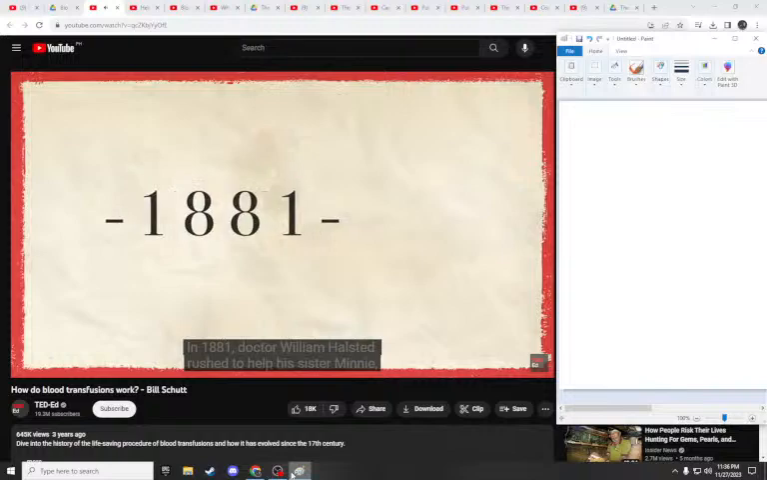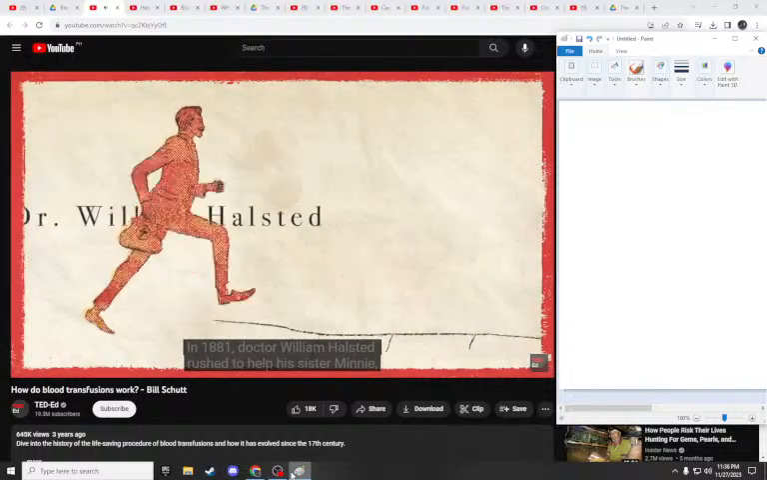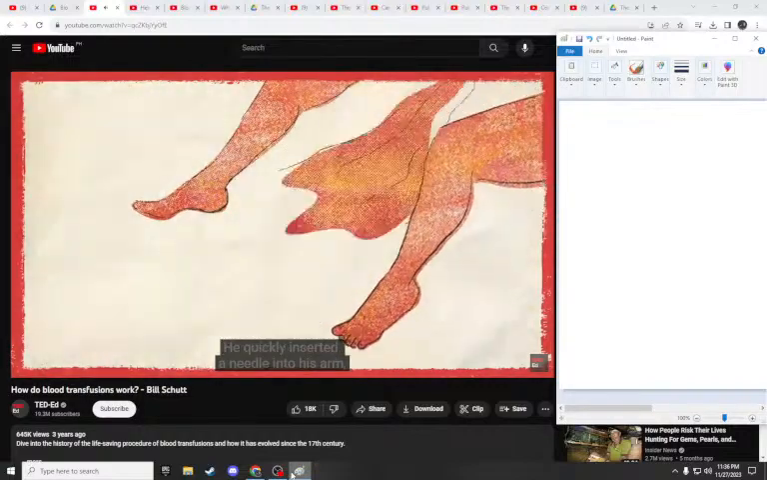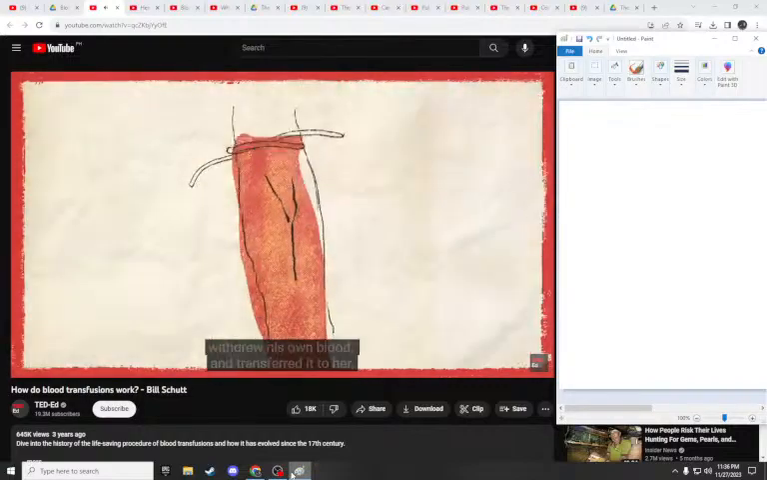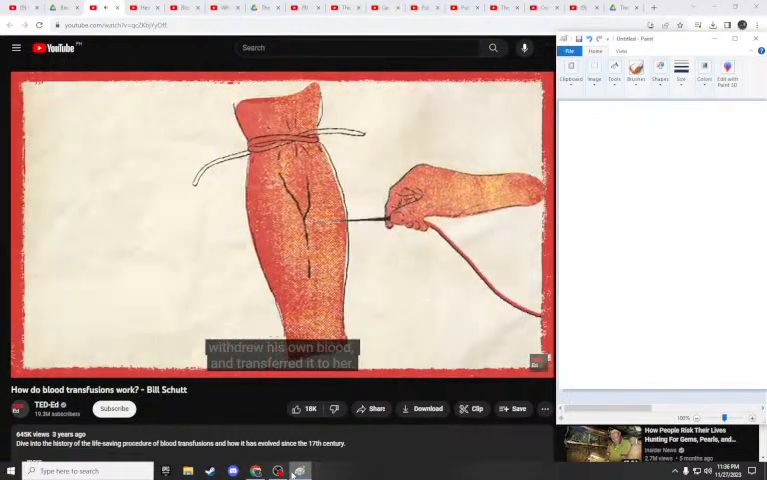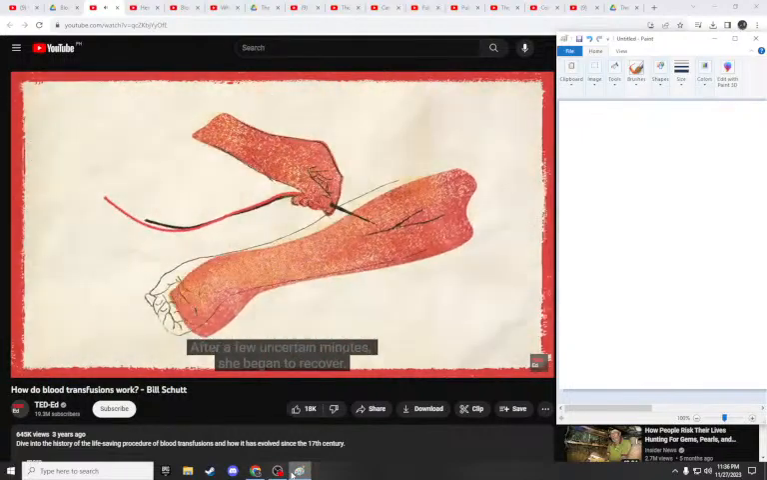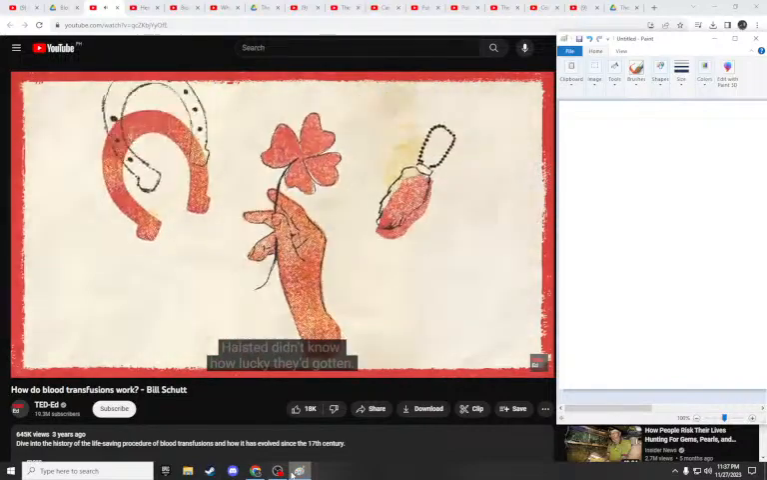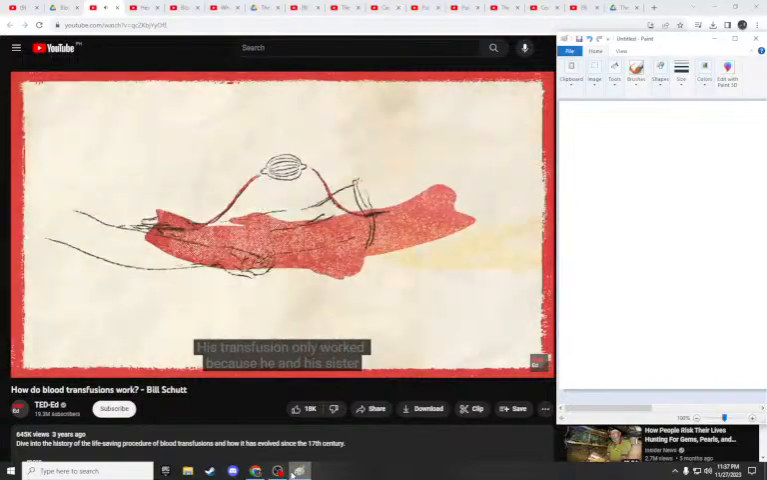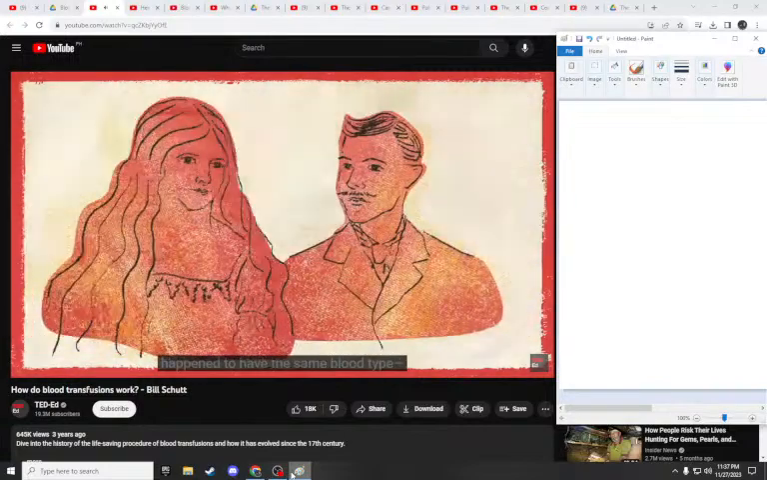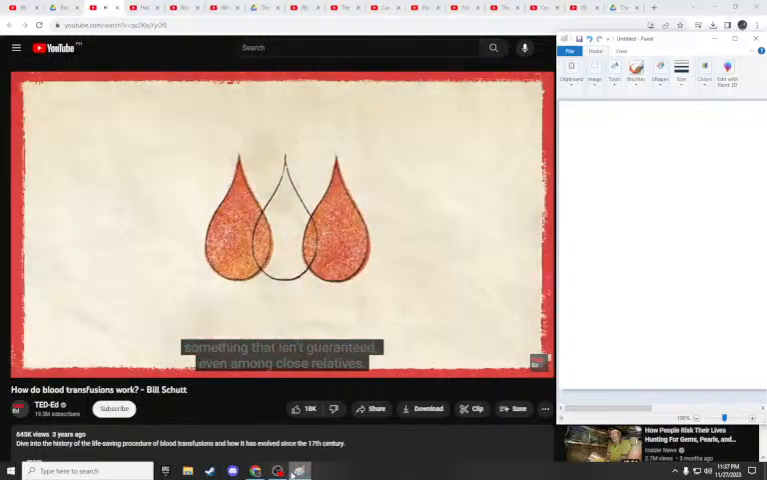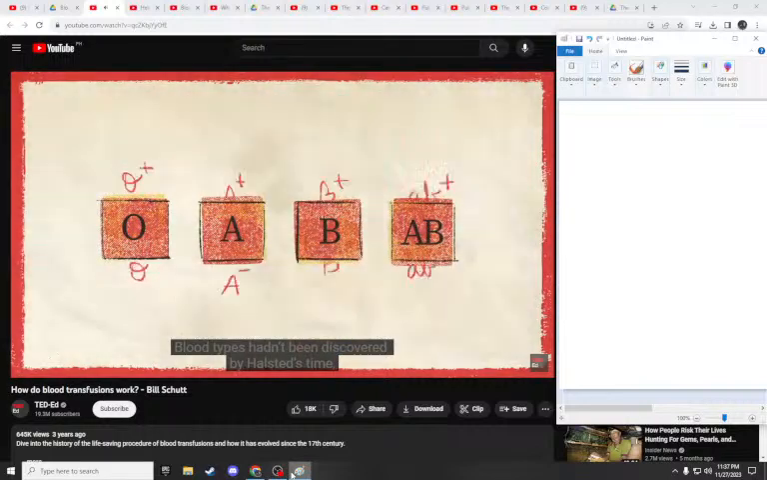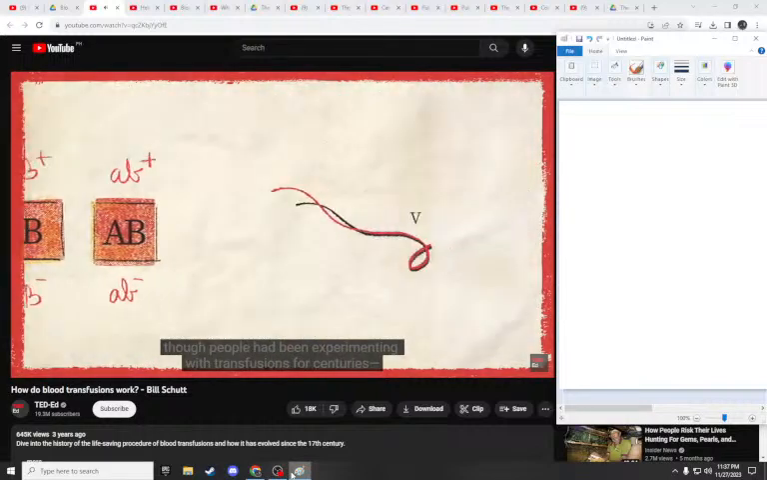In 1881, Dr. William Halsted rushed to help his sister Minnie, who was hemorrhaging after childbirth. He quickly inserted a needle into his arm, withdrew his own blood, and transferred it to her. After a few uncertain minutes, she began to recover. Halsted didn't know how lucky they'd gotten. His transfusion only worked because he and his sister happened to have the same blood type, something that isn't guaranteed even among close relatives.